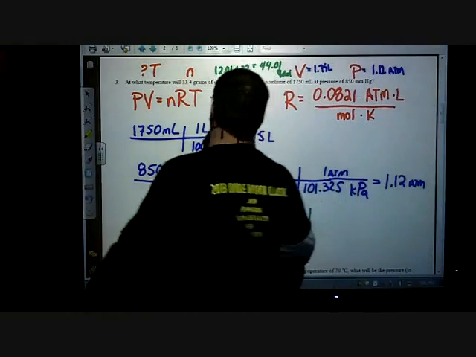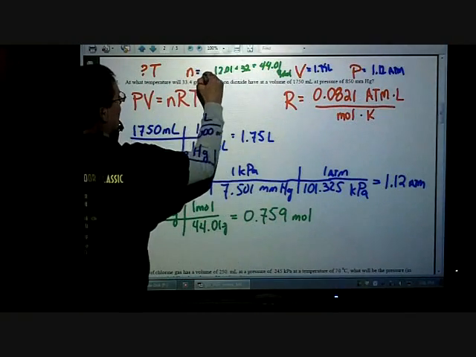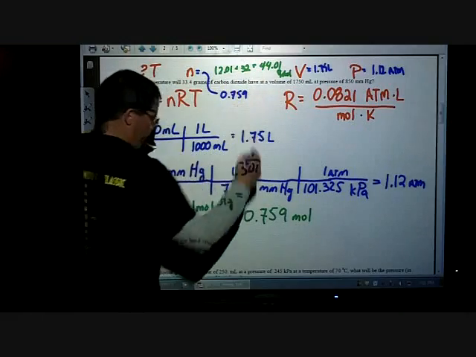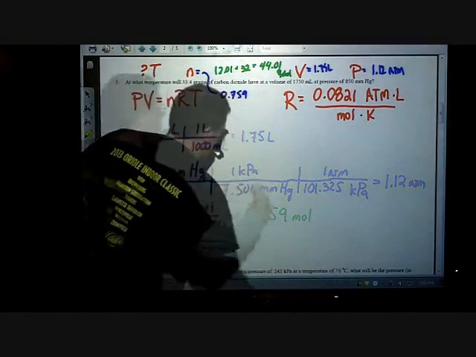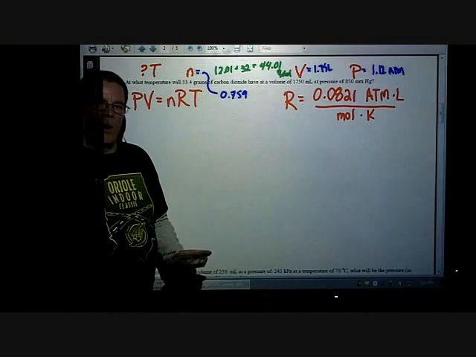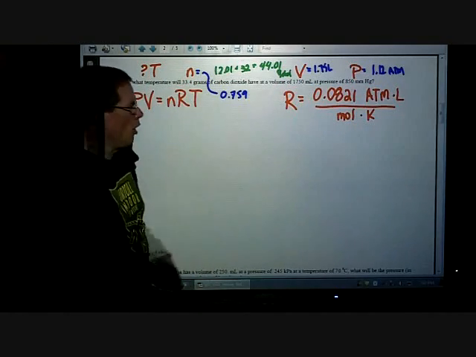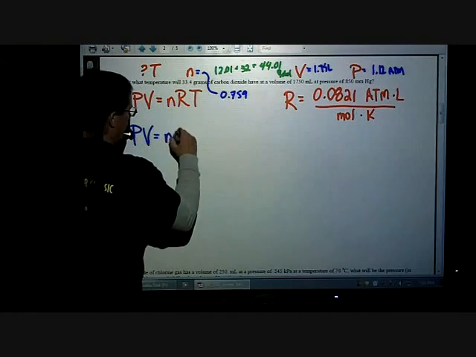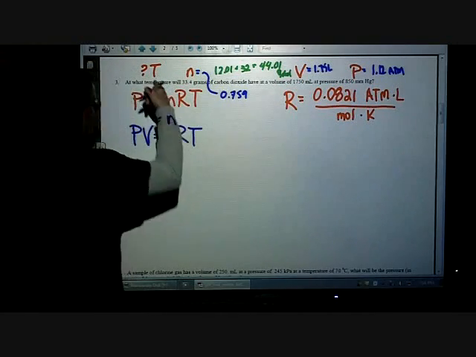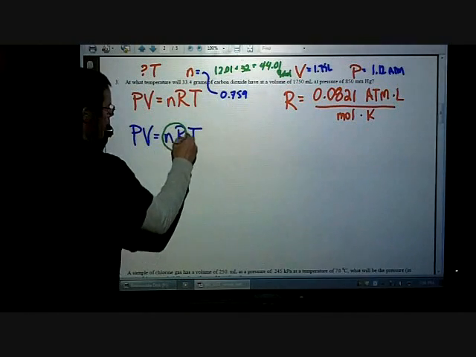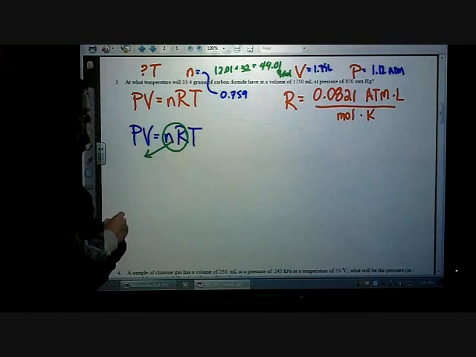My number of moles is 0.759. Okay, so once I have that, now that we have our variables, we can move the variables around, and be sure to do that before you solve. So we'll have PV equals nRT, and we're solving for the temperature, which means that n and R are going to be divided on both sides.